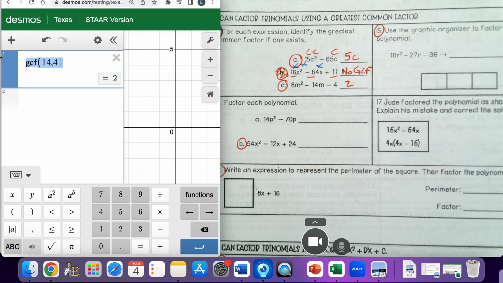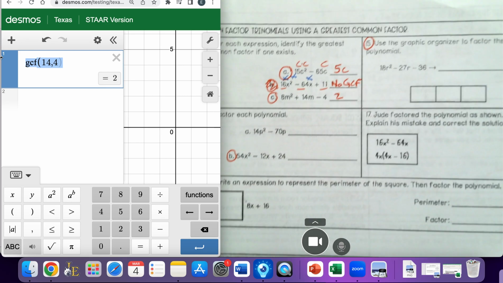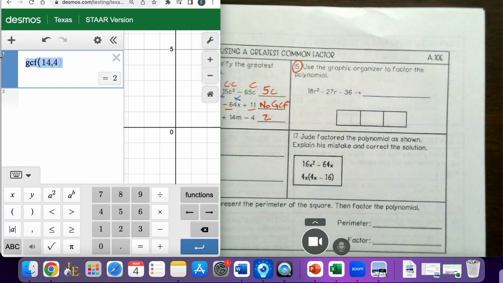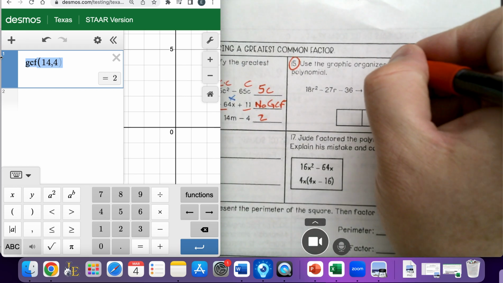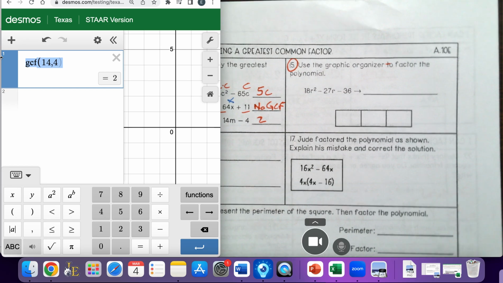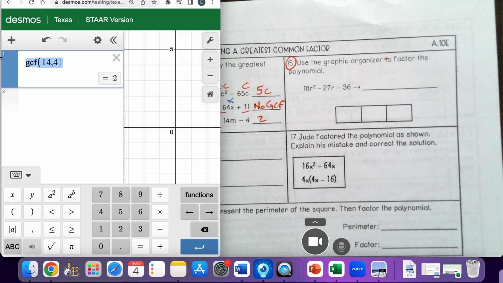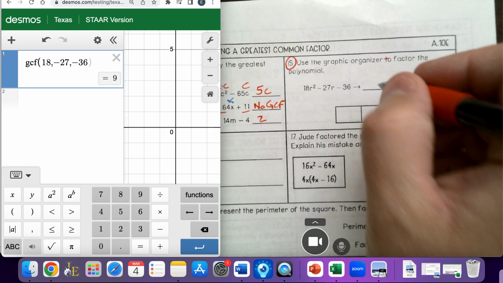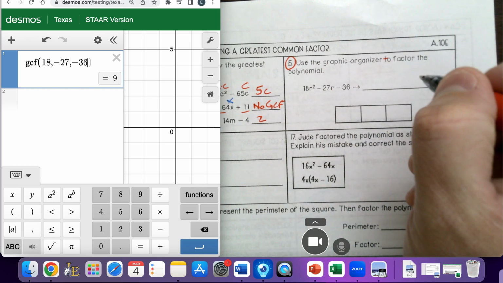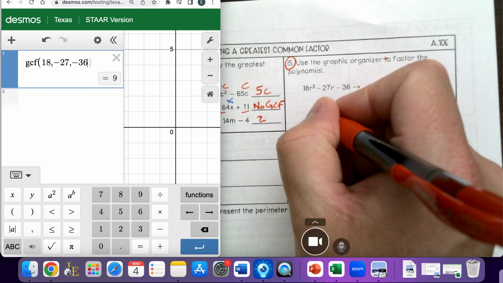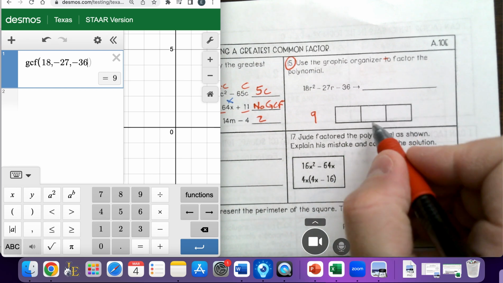Now I'm going to look at 15. It says, use the graphic organizer to factor the polynomial. So we have 18, negative 27, and negative 36 on this one. So I'm going to type in 18, comma, negative 27, comma, negative 36, and we get a greatest common factor of 9 that I can pull out. I'm going to put that down here because I think we're going to factor it completely. We're not going to just use greatest common factor.